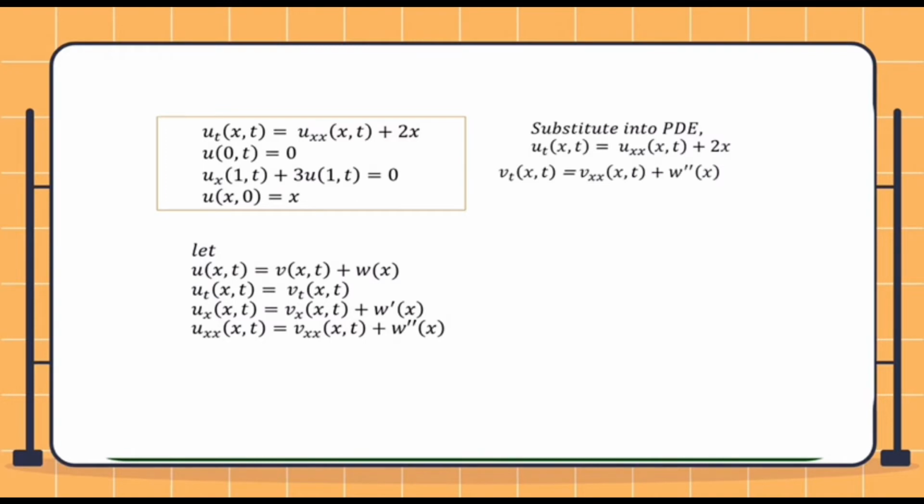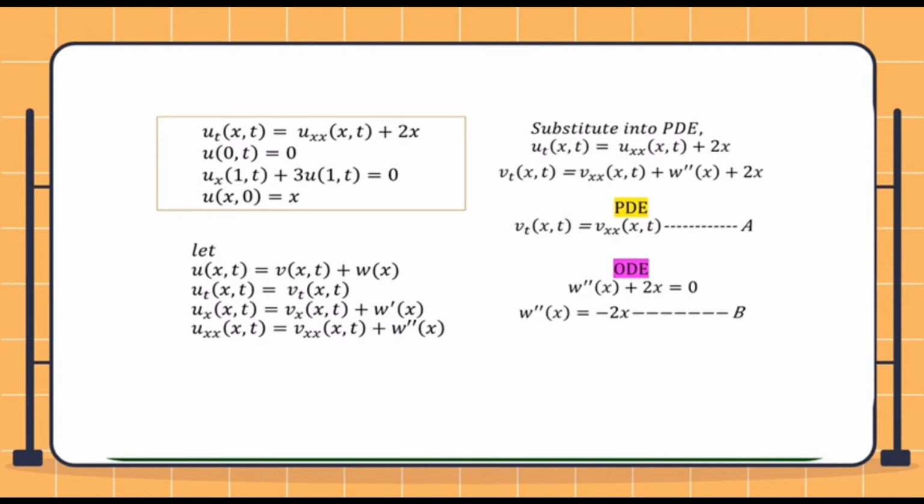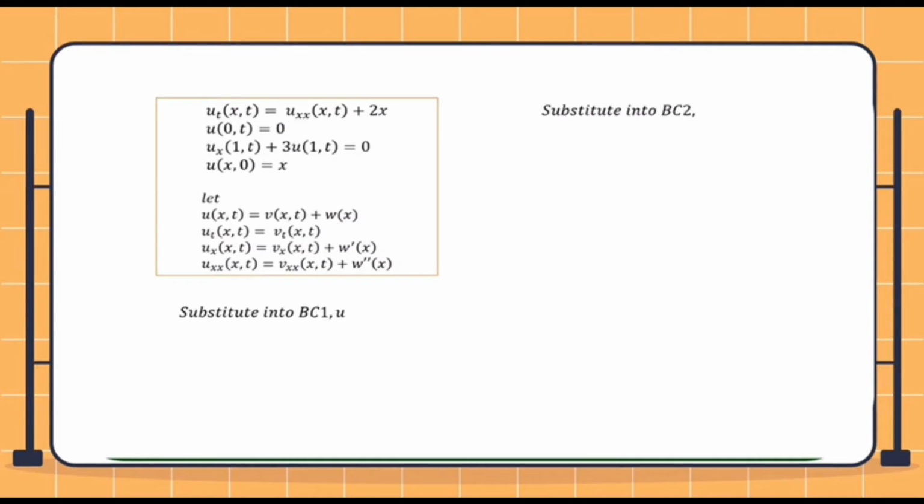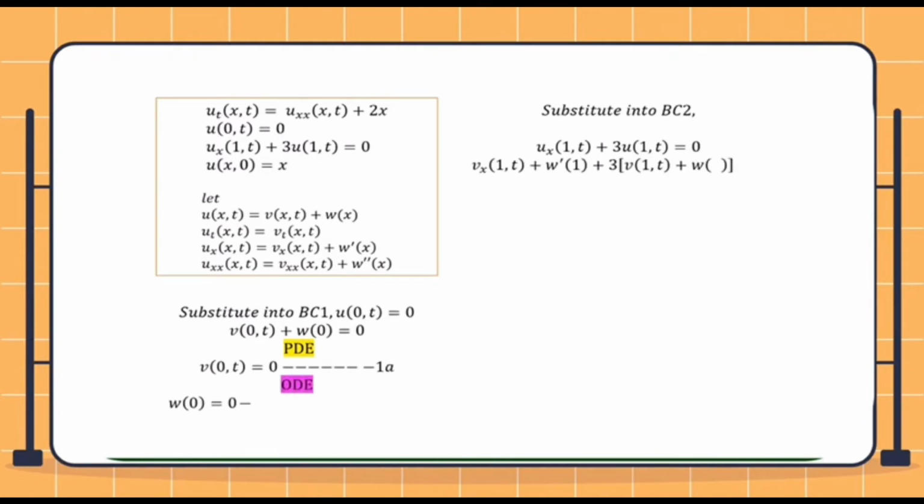Afterwards, we separate the equation into a PDE equation and an ODE equation, and that is when we achieve v_t(x,t) equal to v_xx(x,t). The first equation, the PDE equation, we name as A, and w double prime equal to negative 2x for the second equation, B. After that, we substitute into our BC1 and BC2, which are u(0,t) equal to 0 and u_x(1,t) plus 3u(1,t) equal to 0 respectively. The same step is applied where the equation was separated into 2 equations, PDE and ODE.